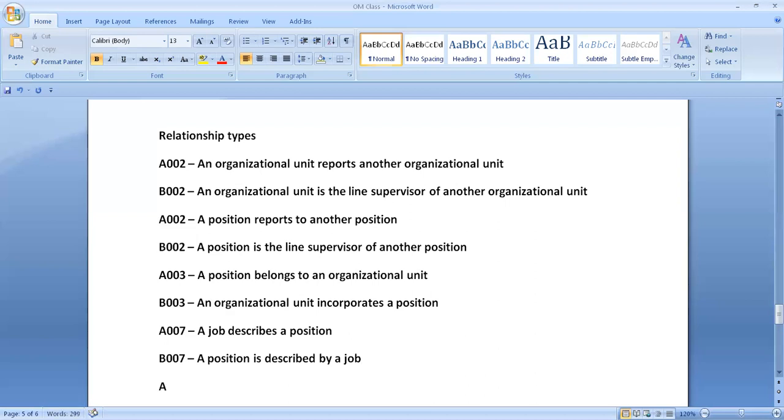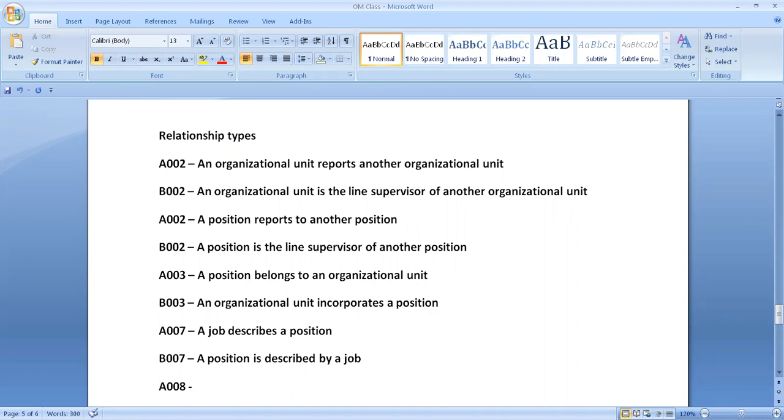Let me go for A008. Why am I typing all this? There are a lot of relationships, but these are the basic relationships that you need to understand, because we will be using them frequently. So I'm typing whatever is basic and used everywhere when you are talking about the SAP OM subject.